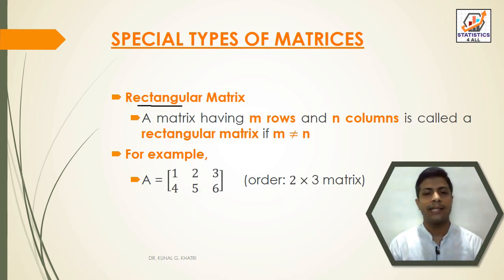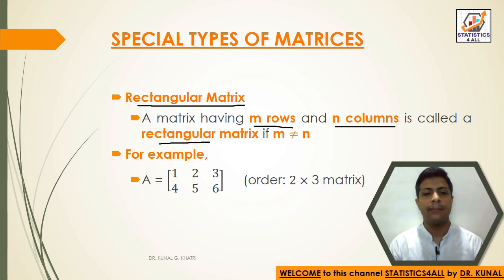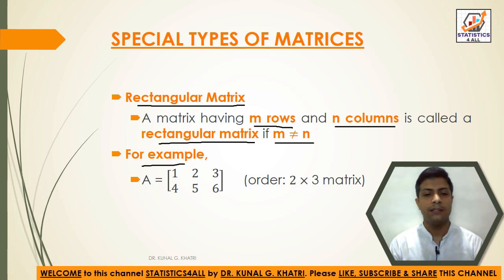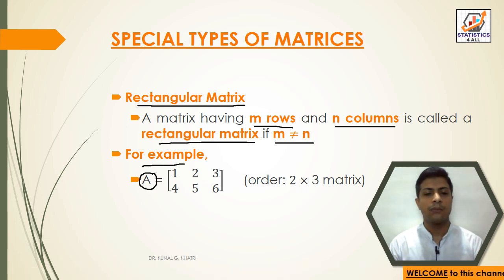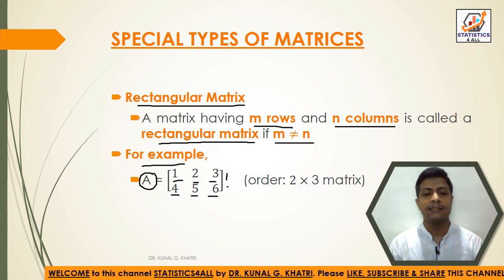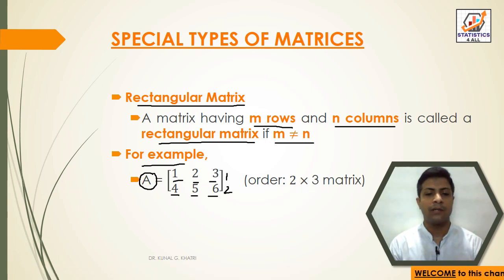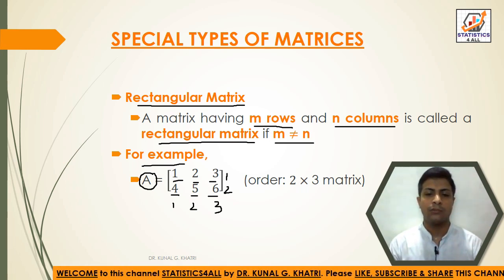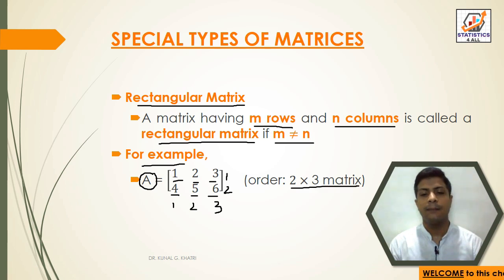Now rectangular matrix, a matrix having m rows and n columns is called a rectangular matrix if m is not equal to n. For example, here matrix A is equal to 1, 2, 3 in first, that is first row, then 4, 5, 6, that is in second row. So the number of columns 1, 2 and 3. So both are not equal, rows and columns are not equal. So this is in order of 2 by 3 matrix.